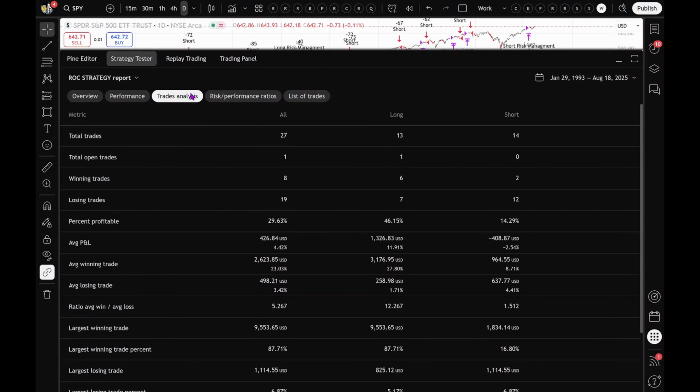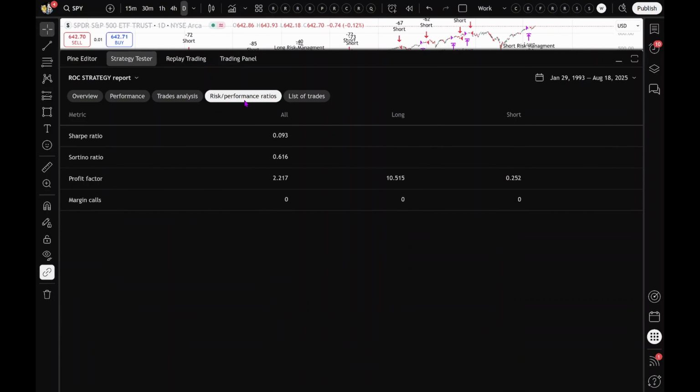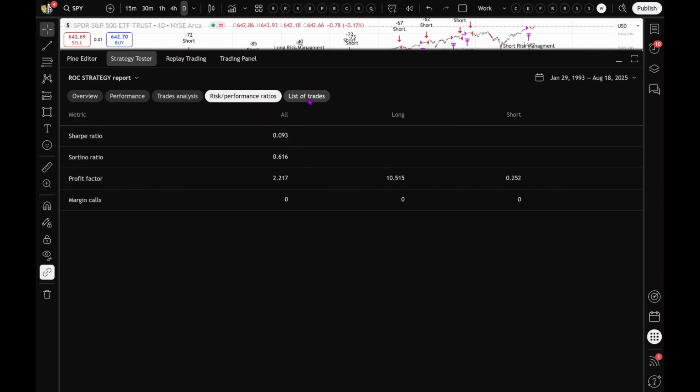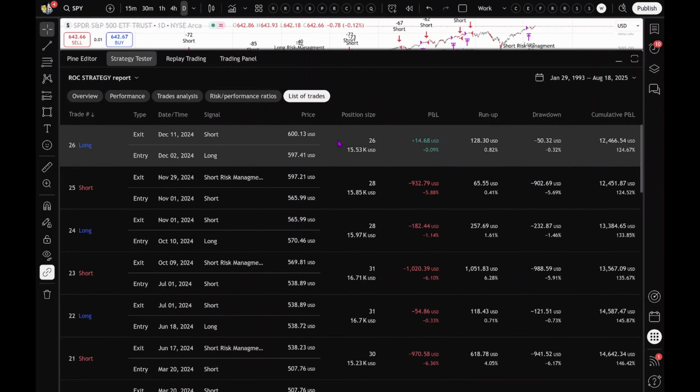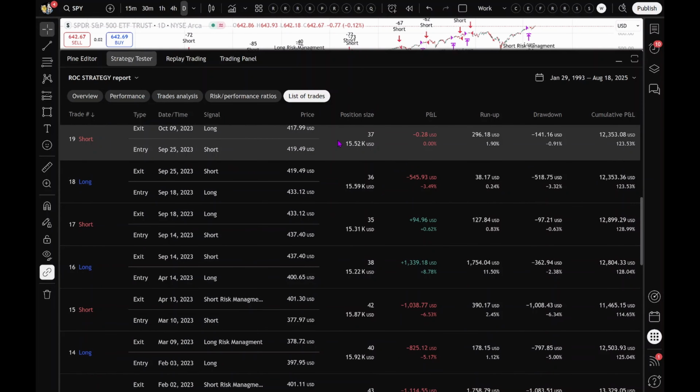When we click on trade analysis, we see that the percentage profitable is below 30%, and that's because of the short trades. On the risk-performance ratios, we have a profit factor higher than 2, so the strategy is tradable. The long factor is very good, but we clearly lose money on short trades. Here we also have the full list of trades, and once again, the maximum loss is 6% as expected.